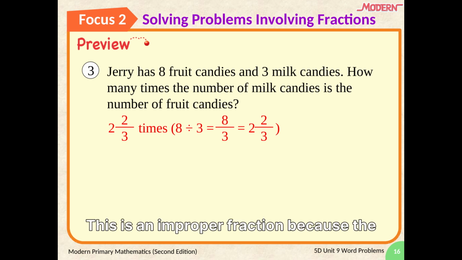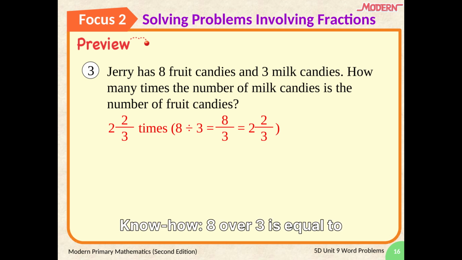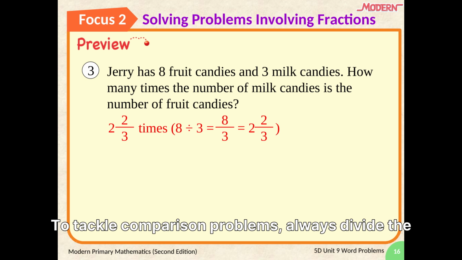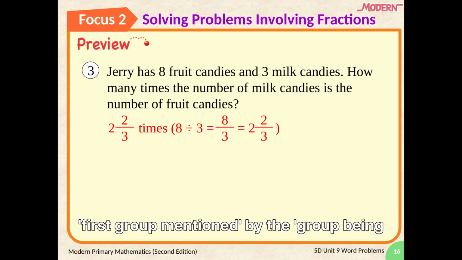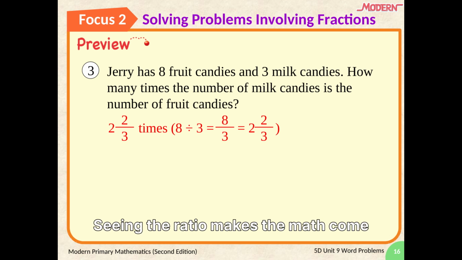This is an improper fraction because the numerator is larger than the denominator. Know-how: 8 over 3 is equal to 2 and 2/3. So the number of fruit candies is 2 and 2/3 times the number of milk candies. A very precise comparison. To tackle comparison problems, always divide the first group mentioned by the group being compared to. It's all about the order. Imagine Jerry's candies. For every 1 milk candy, there are 2 and 2/3 fruit candies. Seeing the ratio makes the math come alive.